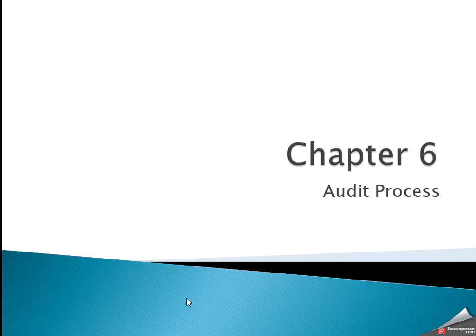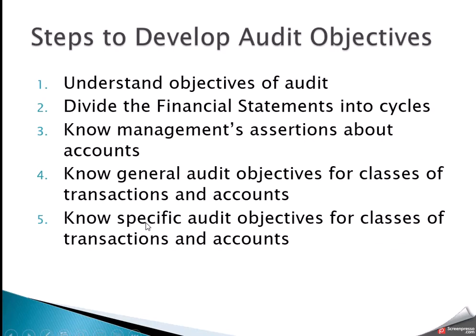Chapter 6, we start the audit process, and we're going to specifically talk about the audit responsibilities and the objectives. So the steps to develop the objectives are that we've got to understand the objectives and the responsibilities for each audit that the companies are undertaking. They then need to divide the financial statements into different cycles. They need to understand management's assertions about those accounts, and then know the general audit objective for each class of transaction and account.